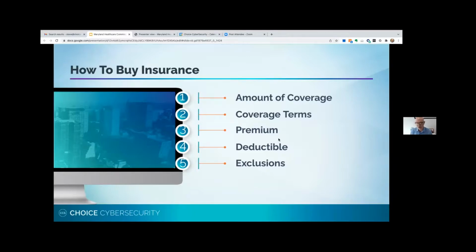I got data encrypted. We have two-factor authentication. We have these things in place. Maybe we don't need as much coverage. And now it's a collaborative conversation, and you're a lot smarter when you actually go to get this coverage. The coverage terms: when we do the risk assessment, we can tell you what the most common risks are.